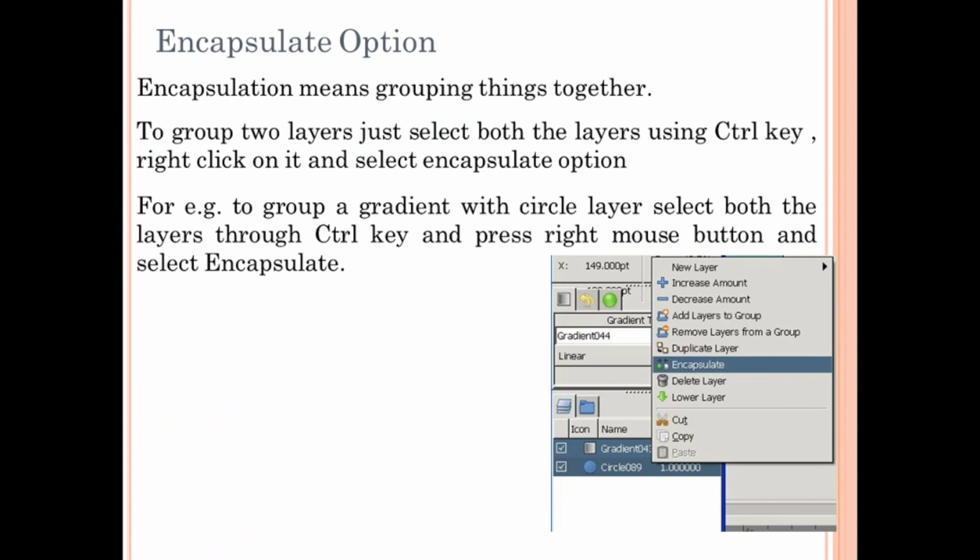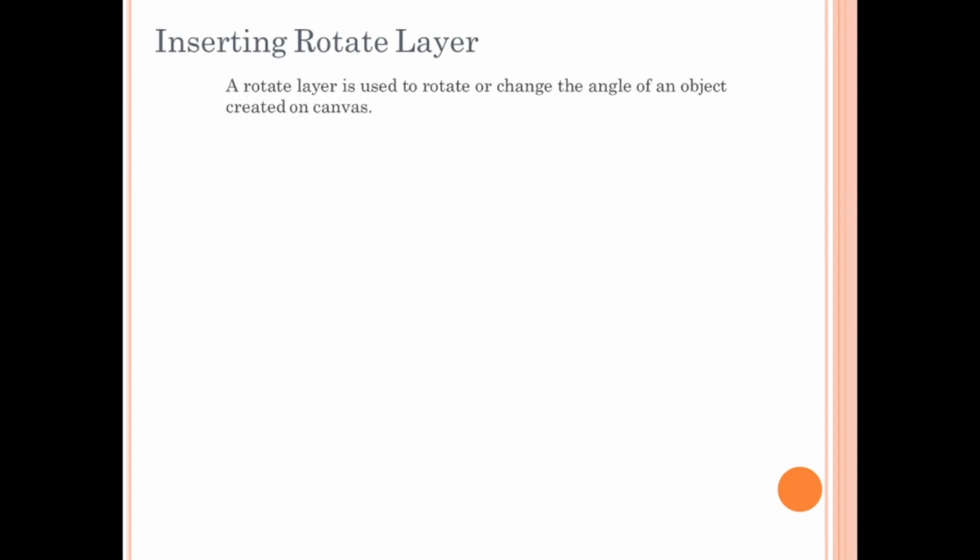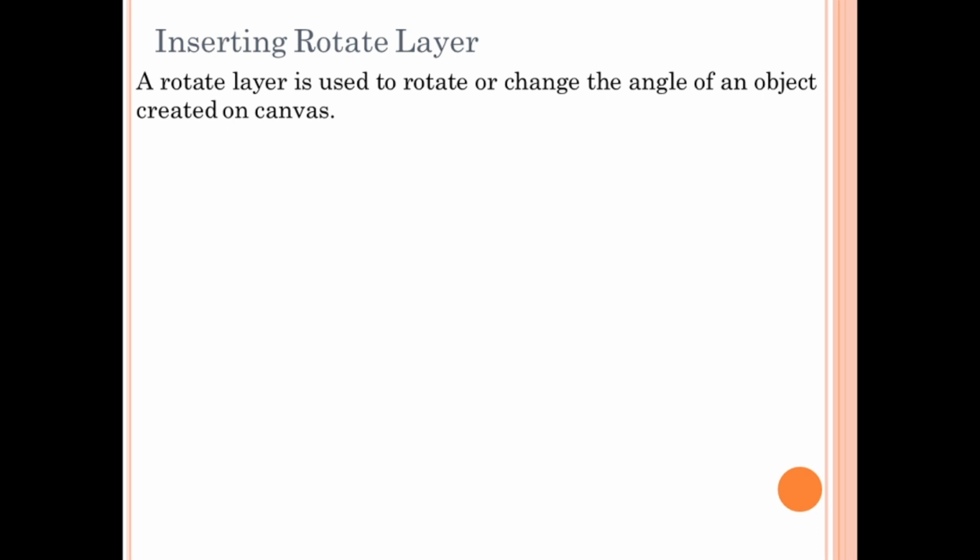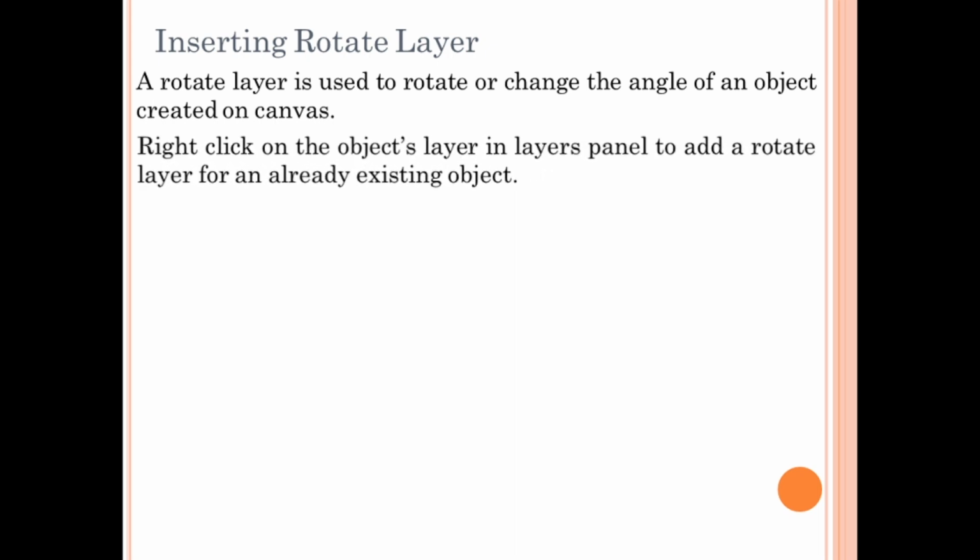Now after the encapsulation option, let's see how the rotate layer works. So, inserting a rotate layer. A rotate layer is used to rotate or change the angle of an object created on canvas. Right click on the object's layer in the layers panel to add a rotate layer for an already existing object.